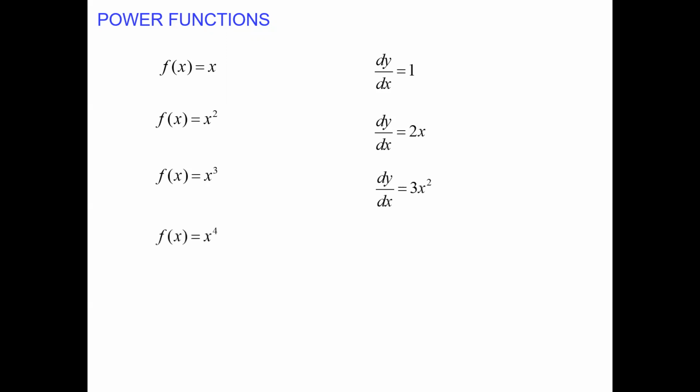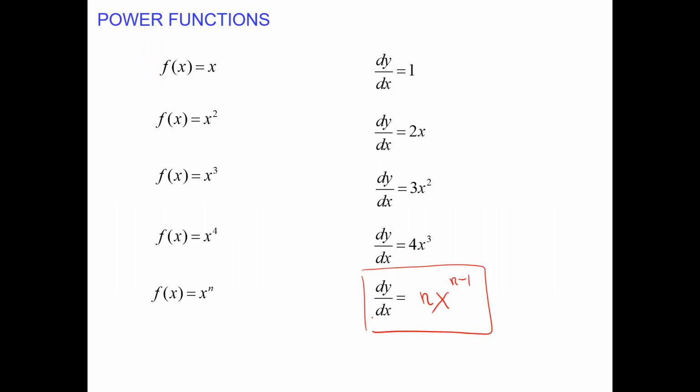I believe we didn't do x to the power of 4. However, looking at the numbers and the outcomes above, we may figure out the pattern. If the exponent was 3, 2, 1 respectively, then it becomes a coefficient and the original power is decreased by 1. Then we will have 4x cubed. And then in general, x to the power of n, the derivative will be n x to the power of n minus 1. This is the power rule for differentiation.